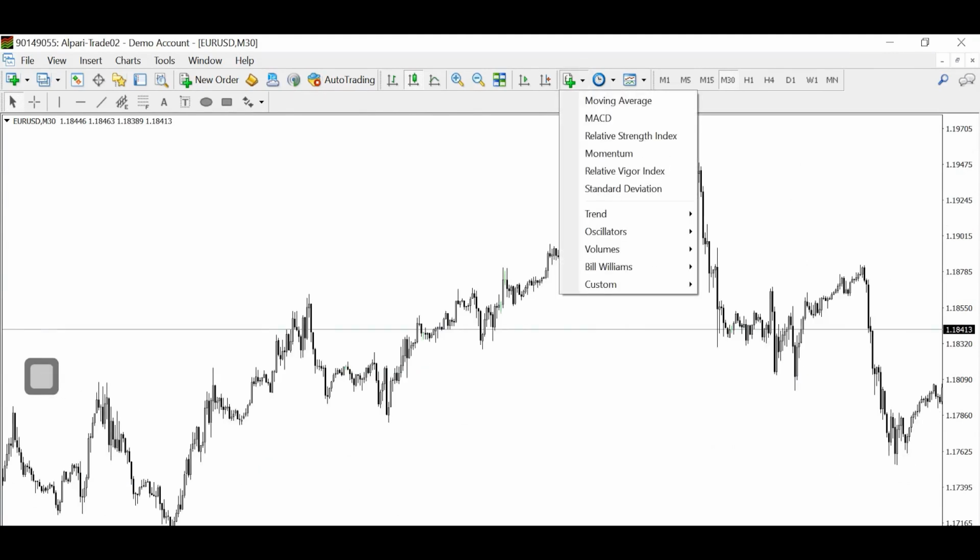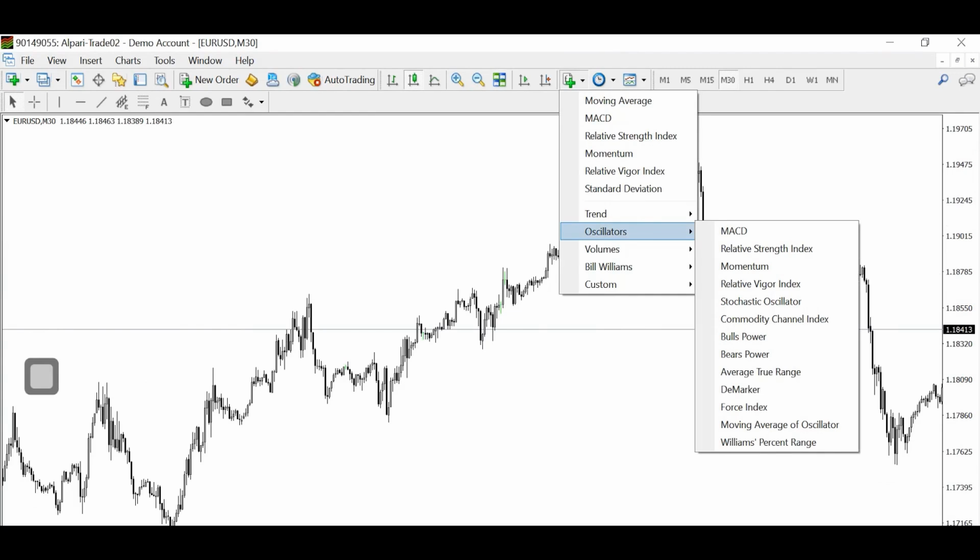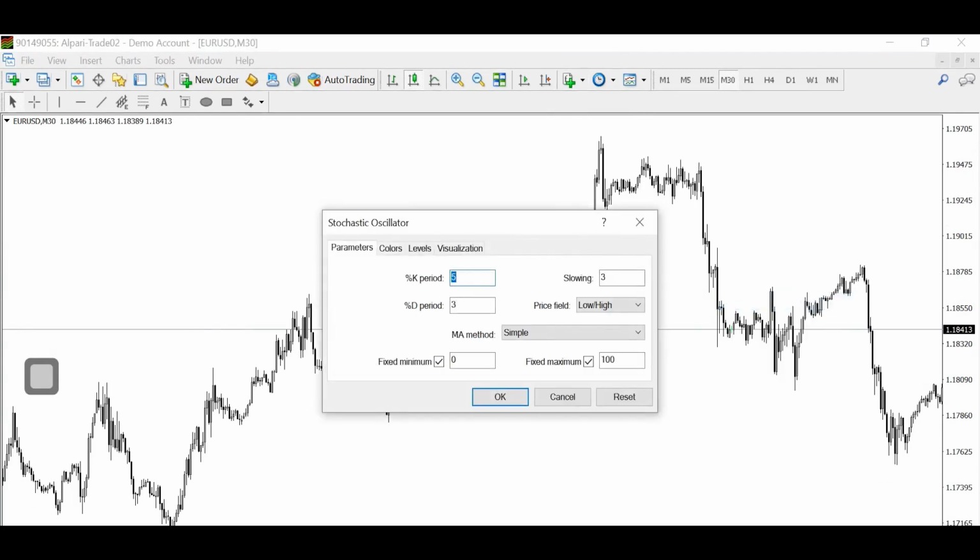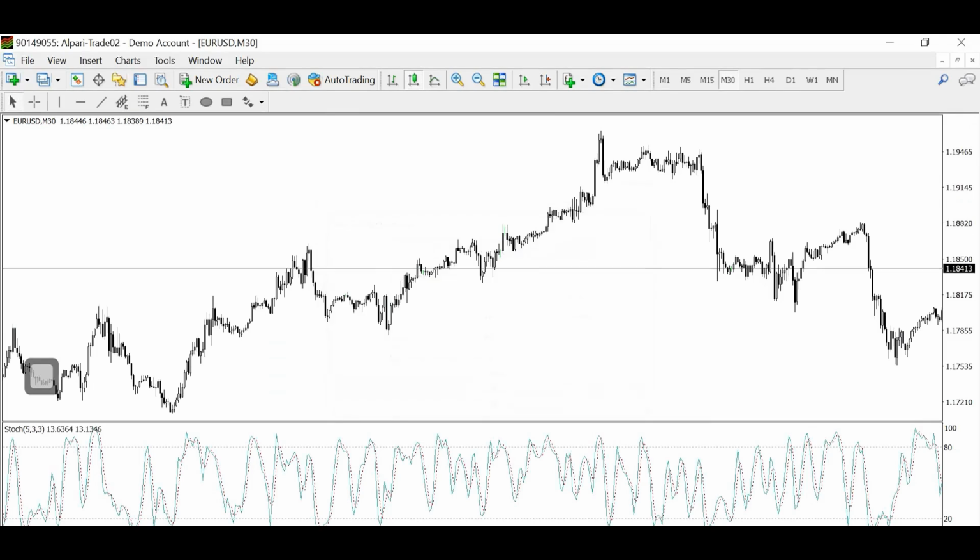In the indicators section, under oscillators, we have MACD, RSI, momentum, and for example, stochastic. As I mentioned, it works between two levels. Look, guys, one of the stochastic levels is 20 and the other is 80. These are its two default levels. Of course, when customizing, we'll show you how to change this, and again, this is done with a cross.